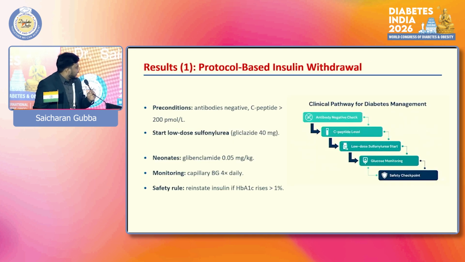The preconditions for changing from insulin would be antibodies negative and C-peptide levels more than 200, and we should start them on low doses of sulfonylureas, with blood glucose monitoring 4 times daily or CGM. The safety rule would be if HbA1c rises by more than 1%, we would restart the insulin therapy.